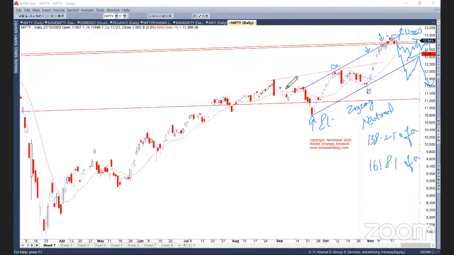So this was possibly a move on the downside in the form of an X wave. We have an A, we have a B. This is a C wave. This can turn out to be a zigzag or a neutral triangle pattern. For now, both possibilities remain open.